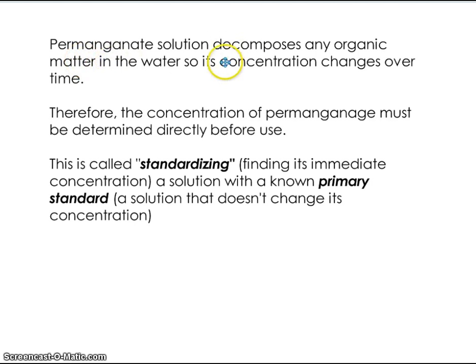Anytime we use these strong oxidizing agents, we have to standardize their concentration or determine their concentration. Permanganate solution will decompose organic matter in water, so its concentration will change. So before we use permanganate, we need to determine its concentration or standardize it. So we typically standardize permanganate solution with what is called a primary standard. And a primary standard is a solution that has a known concentration that will not change during the reaction.